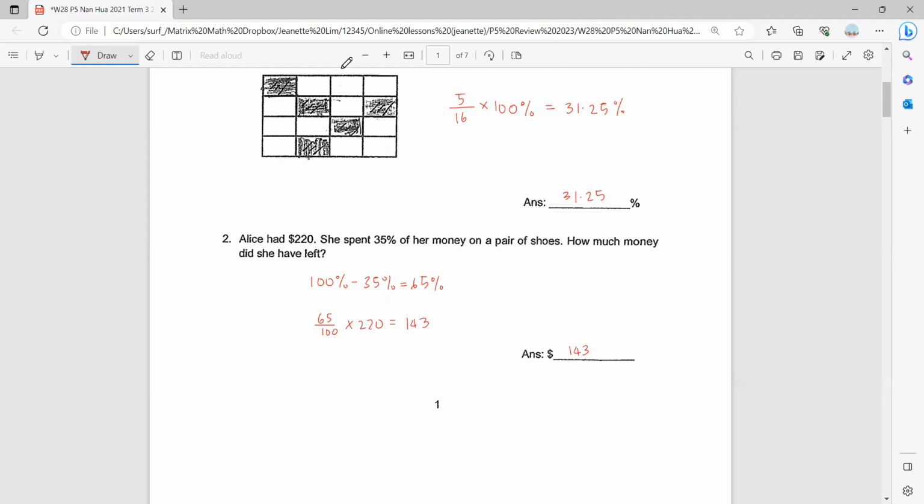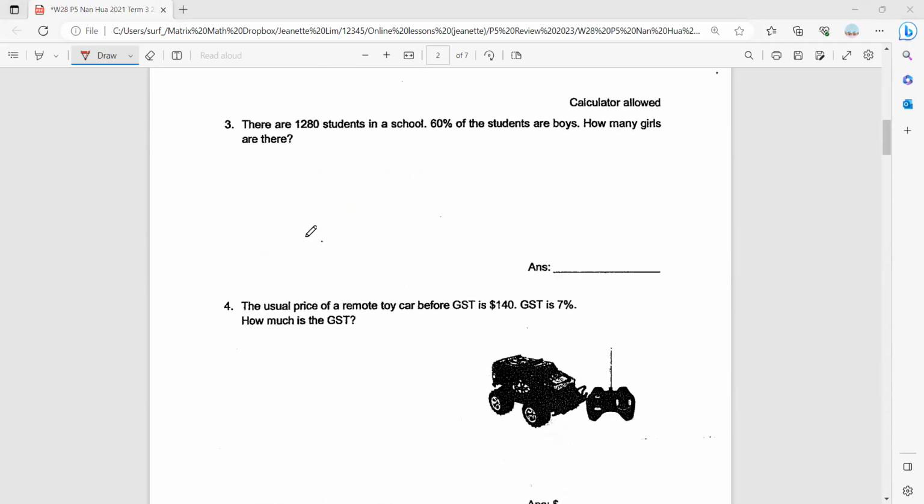Okay, next. Question 3. There are 1,280 students in a school. 60% of them are boys. How many girls are there? So the remaining percentage after taking away the boys will be 40%. That will be the girls. So 40% of 1280 is what we're trying to find.